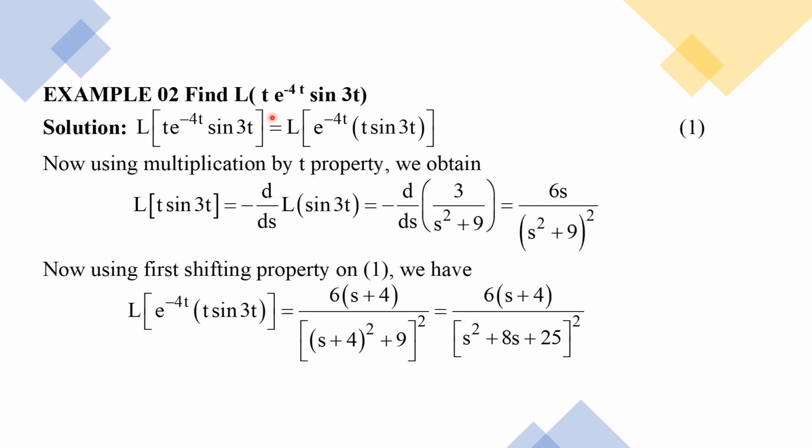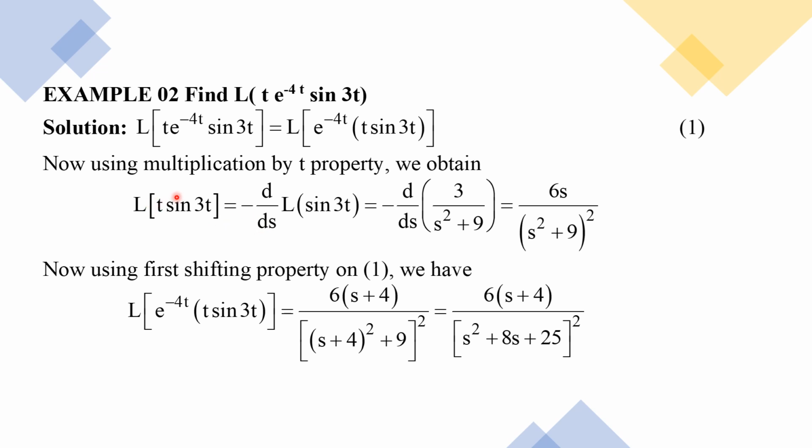Find Laplace of t e^(-4t) sin 3t. Laplace of t e^(-4t) sin 3t. First we find the Laplace of t sin 3t, then use the first shifting property. Laplace of t sin 3t: here we use the property of t^n.